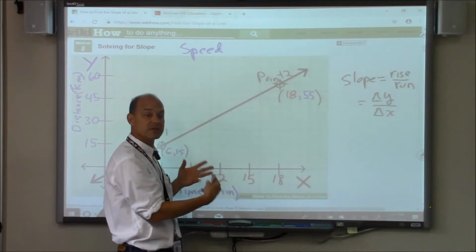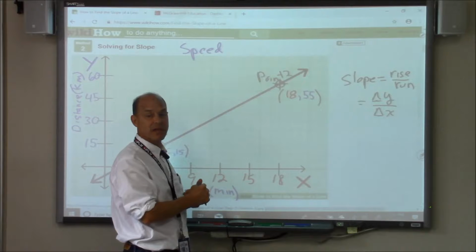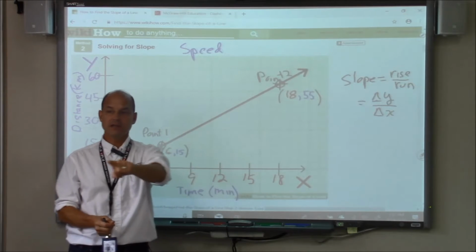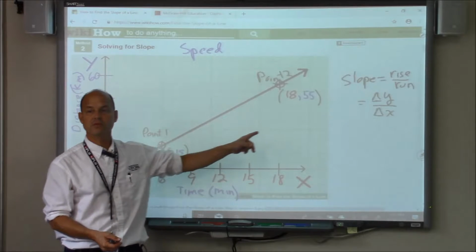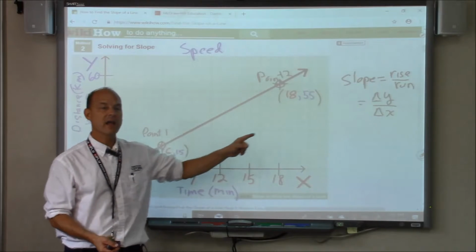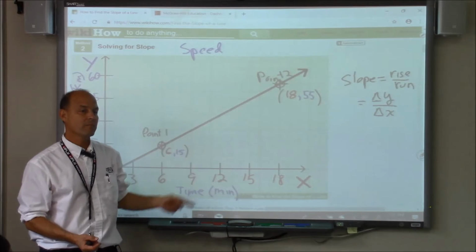Last time it was pretty easy. We were just able to count blocks. Now it's not so easy to count blocks. I don't know, maybe there's somebody in this classroom that already has figured out what the slope of this line is. Don't raise your hand. Don't say anything out loud. We're going to get to the answer mathematically.